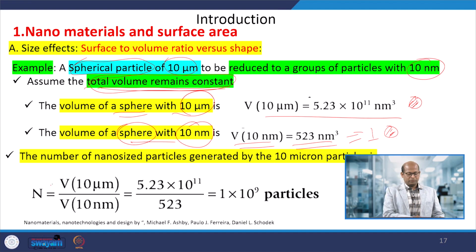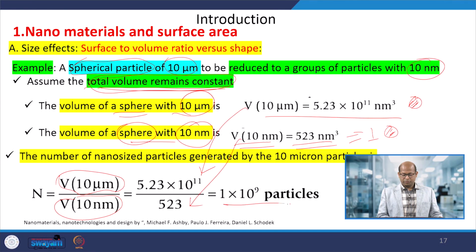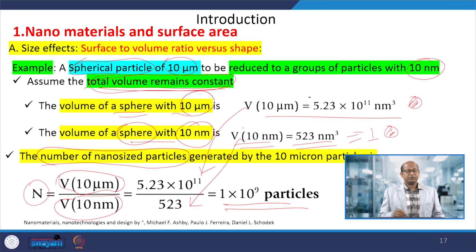So if we make a ratio of the volume of the 10 micrometer particle to the volume of the 10 nanometer particle, the ratio would be this. So this is equivalent to n, the total number of nano size particles that would be generated when one 10 micrometer spherical particle is converted into 10 nanometer spherical particles. So one particle is converted into 10 to the power 9 times smaller particles.